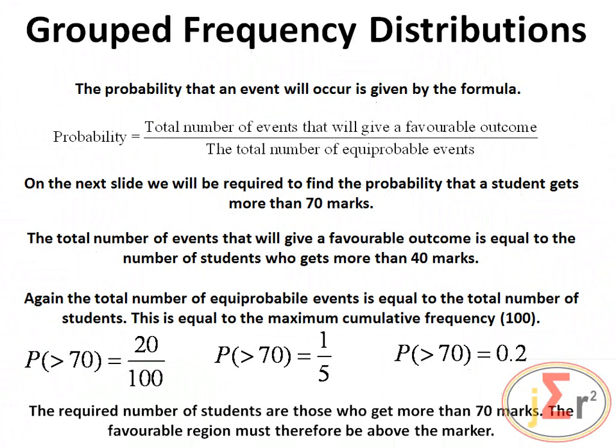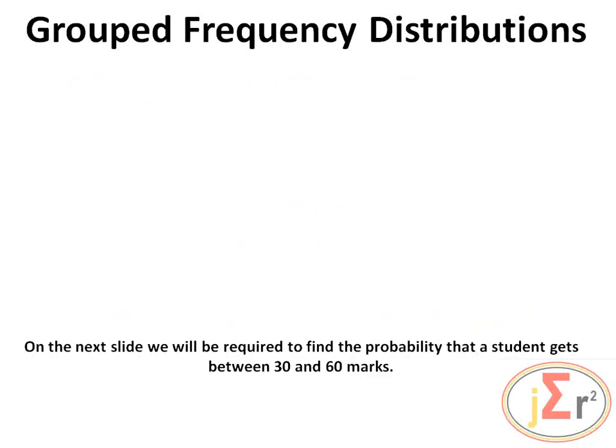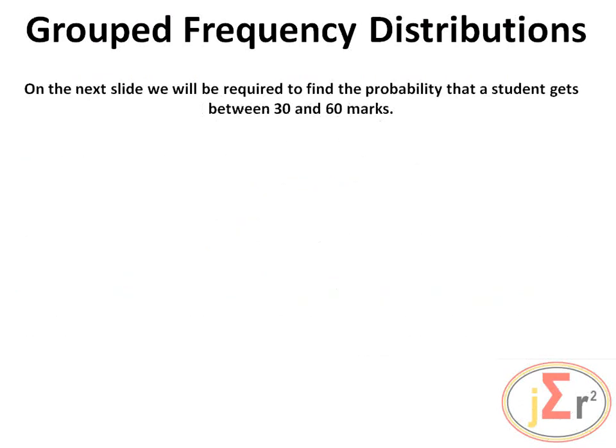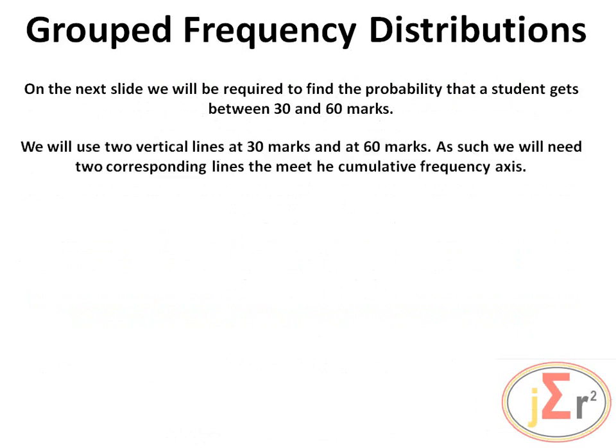The required number of students are those who get more than 70 marks. The favorable region must therefore be above the marker as we had it. On the next slide, we will be required to find the probability that a student gets between 30 and 60 marks. We will use two vertical lines at 30 marks and at 60 marks because we need to know the number of students who get between 30 and 60. So we need two vertical lines, one at 30 and one at 60.